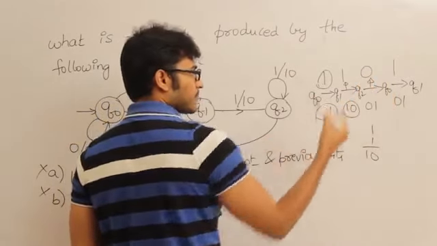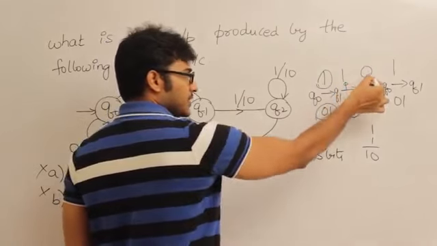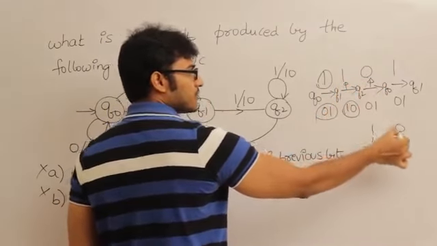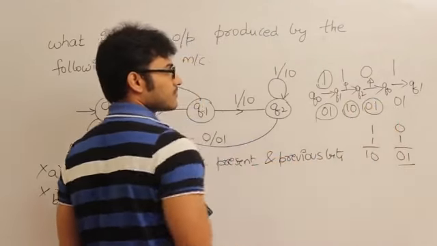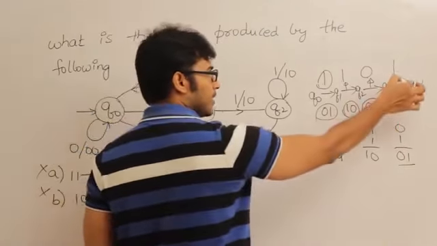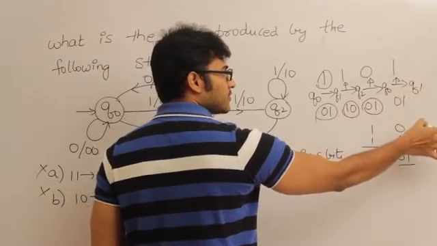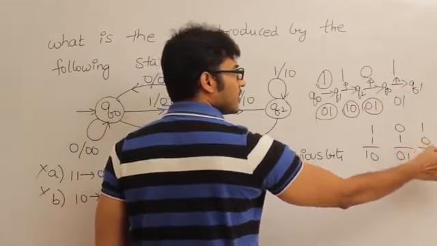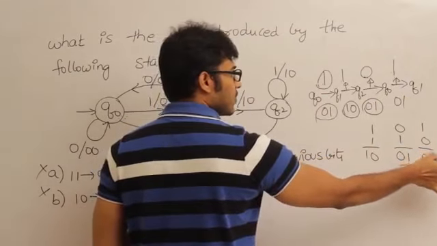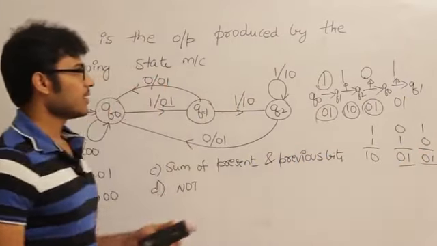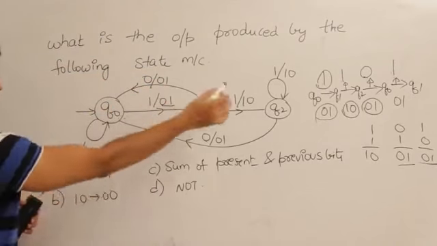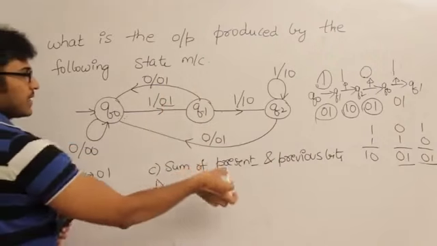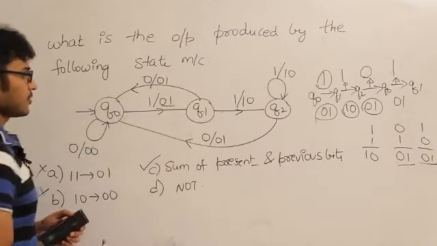And let us say you are here and the present bit is 0 and the previous bit is 1, and therefore the sum has to be 0 1, which is nothing but 1. And let us say you are here, the present bit is 1 and the previous bit is 0, therefore the sum has to be 0 1, right? So we have seen that it is producing the correct output, which means it is nothing but an adder which adds the present bit and the previous bit. C is the correct option. Okay, this is the problem.